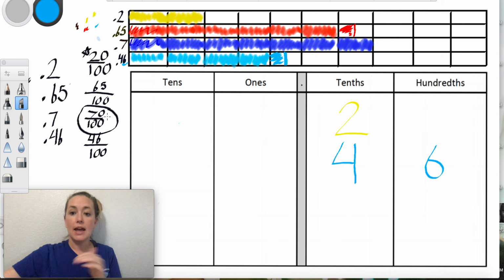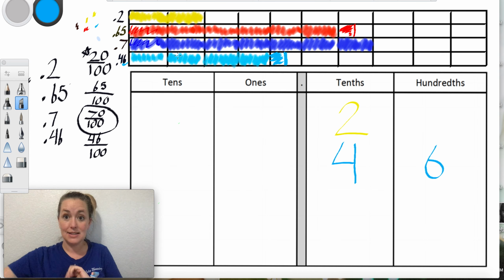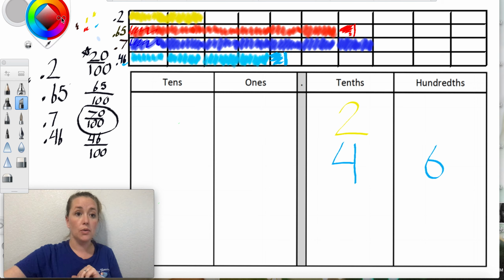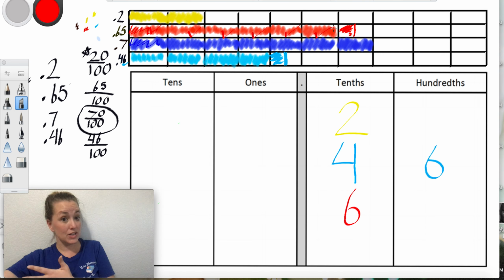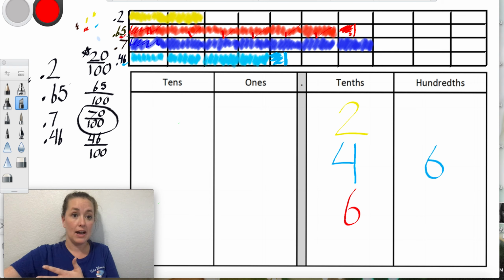Okay? Then, what's the next greatest? Well, when I'm looking, I want to find the one that is, again, closest to 0. So I'm looking, and this one is closest to 1, so I know this will be my greatest. And this one is my next greatest. So, when I have 65 hundredths, how many tenths do I have? I have 6 tenths, and I know that because I can count 1, 2, 3, 4, 5, 6. How many hundredths do I have? I have 5 hundredths.